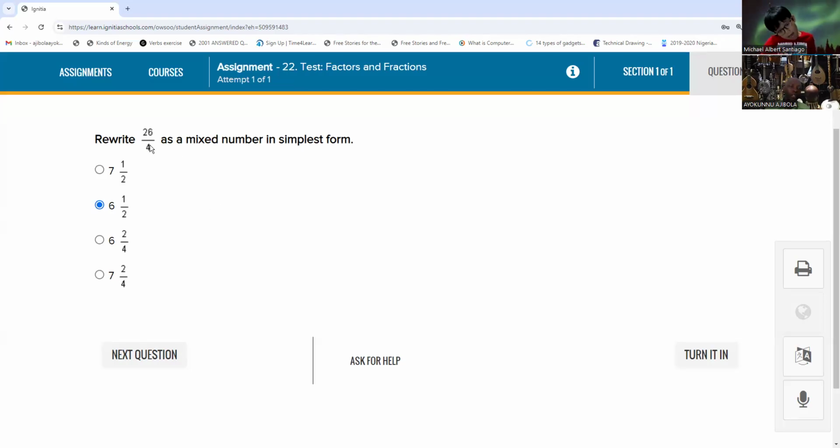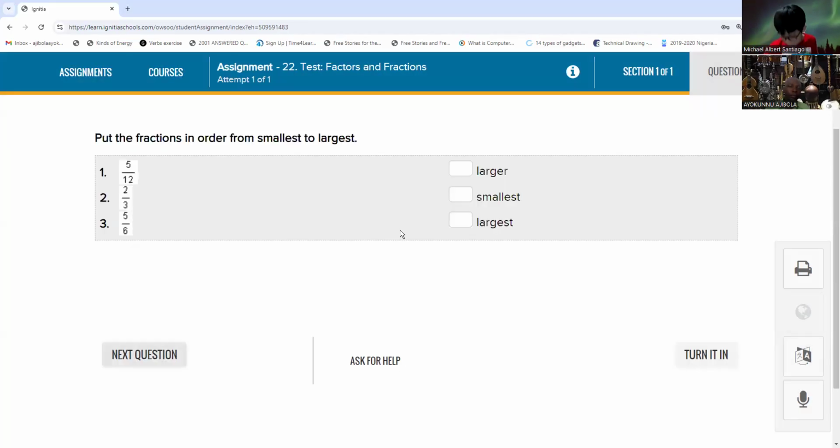How did we get 6 and 1 over 2? It was 6 and 2 over 4, because 4s in 26 is 6, and that's 24. If you remove 24 from 26, you have 2 over 4, which is the third option. But it must be the lowest form, as the question says simplest form, okay? That's why I'll pick the second option. Yeah.